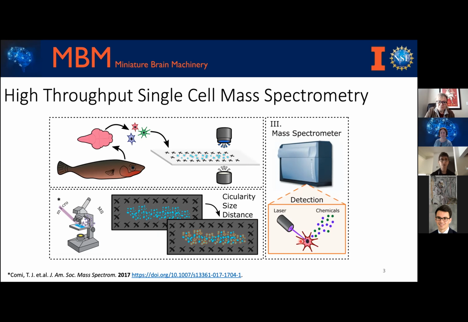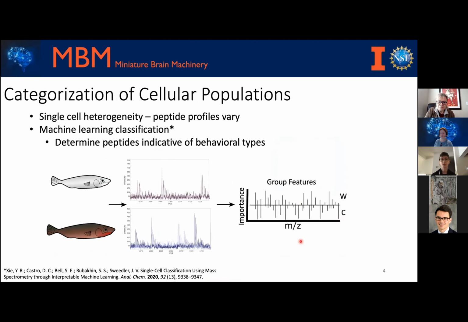Now, I've done this for 40,000-ish cells from 20 fish so far. And the reason we're doing it on such a large scale is so that we can categorize these cellular populations based on the variability of their peptide profiles. Now, we know that their peptide profiles will vary just based on the heterogeneity of cellular populations within tissues. So we can capitalize on that heterogeneity and use a machine learning classification task recently produced in our lab to determine which of these peptides that we're seeing in MALDI-MS may be most indicative of the different behavioral types.